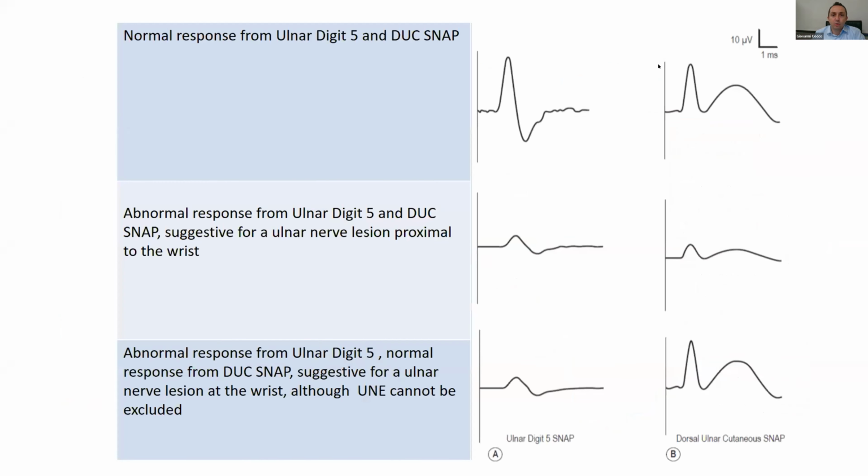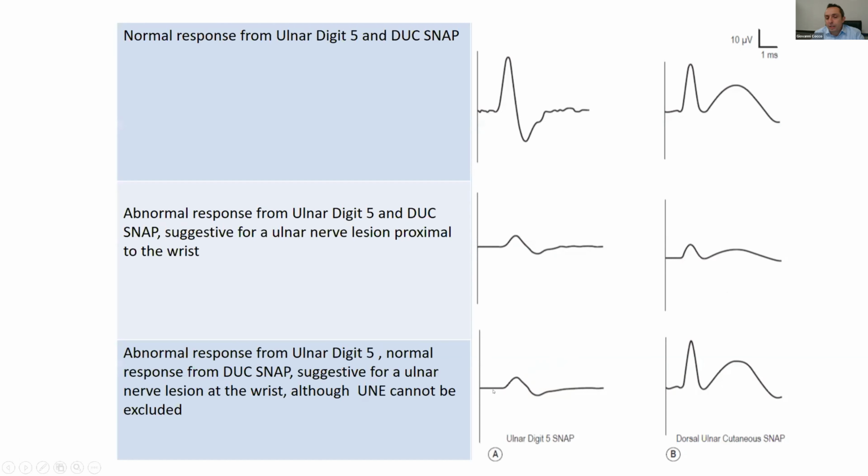So again, to give an example, this is what the sensory conduction velocity in a normal patient looks like. Here we can see the sensory conduction velocity recorded from the fifth finger, and here from the dorsal ulnar cutaneous nerve. Okay, normal amplitude, normal speed. This is what we expect to find in a patient with ulnar neuropathy at the elbow, in which both of the amplitudes are affected. So in this case, this is suggestive of a lesion proximal to the wrist.